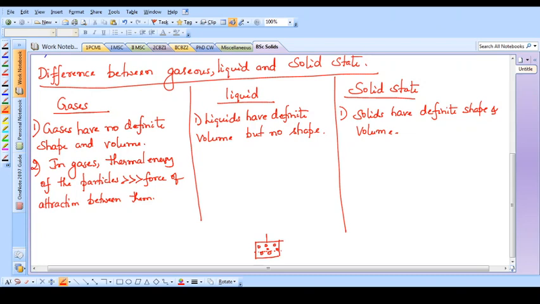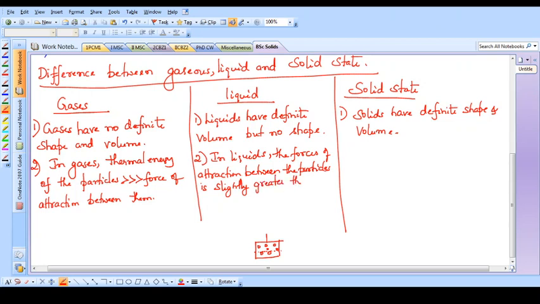So as a result of this, gases do not have a particular shape or volume. On the other hand, in the case of liquids, the forces of attraction between the particles is slightly, not much greater, but slightly greater than the thermal energy or kinetic energy of the molecules or particles.